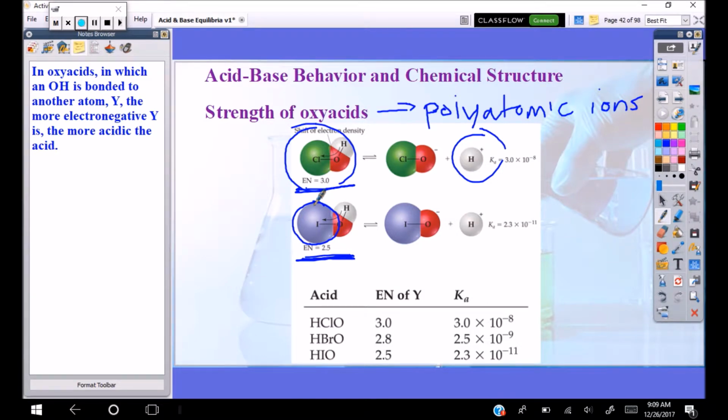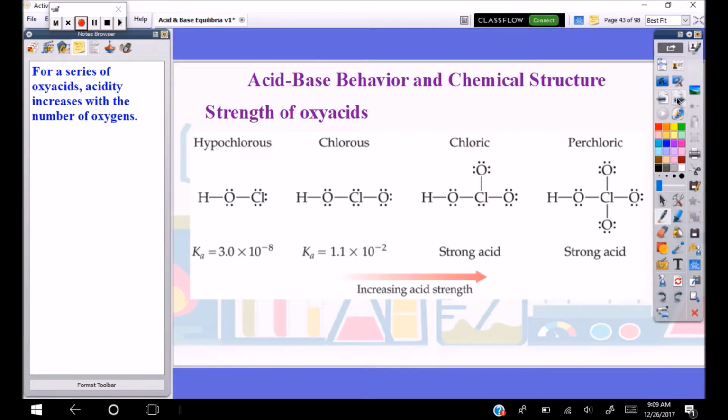So electronegativity matters when we're looking at the oxyacids. The other thing that matters is the number of oxygens. For a series of oxyacids, acidity increases with the number of oxygens, which makes sense. We know oxygen's electronegative, and we can do little arrows for comparison.